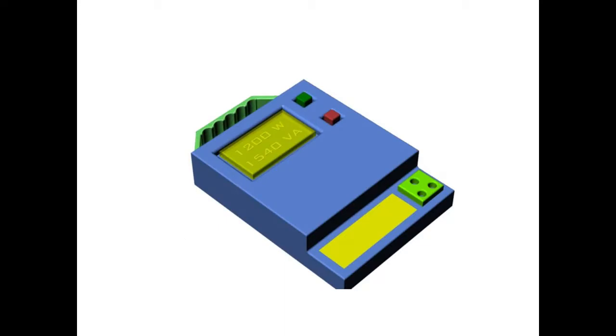So from a marketable product we come to something, and then eventually we make a product like this. As I said, this is about 20 years old. This one is a power meter.